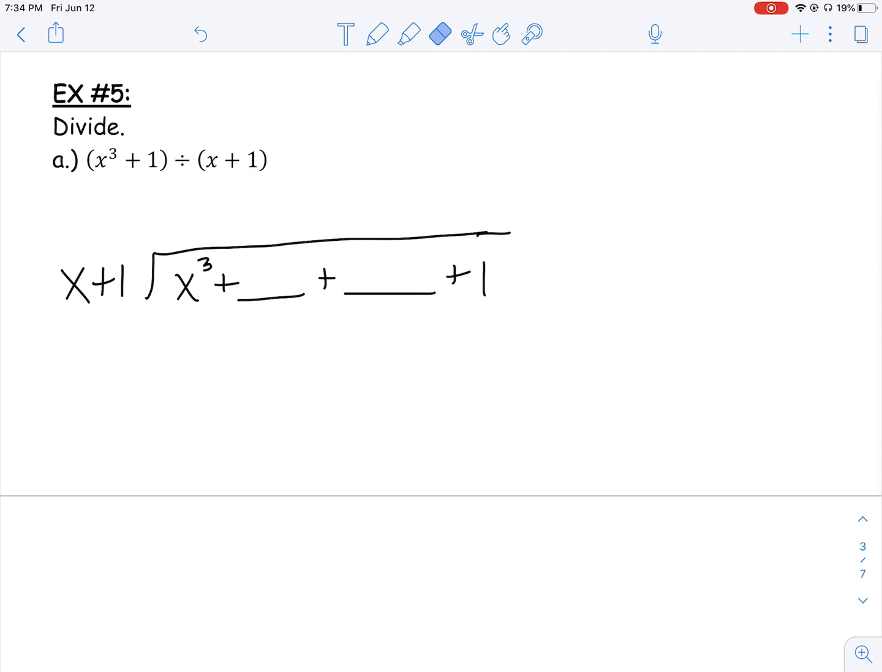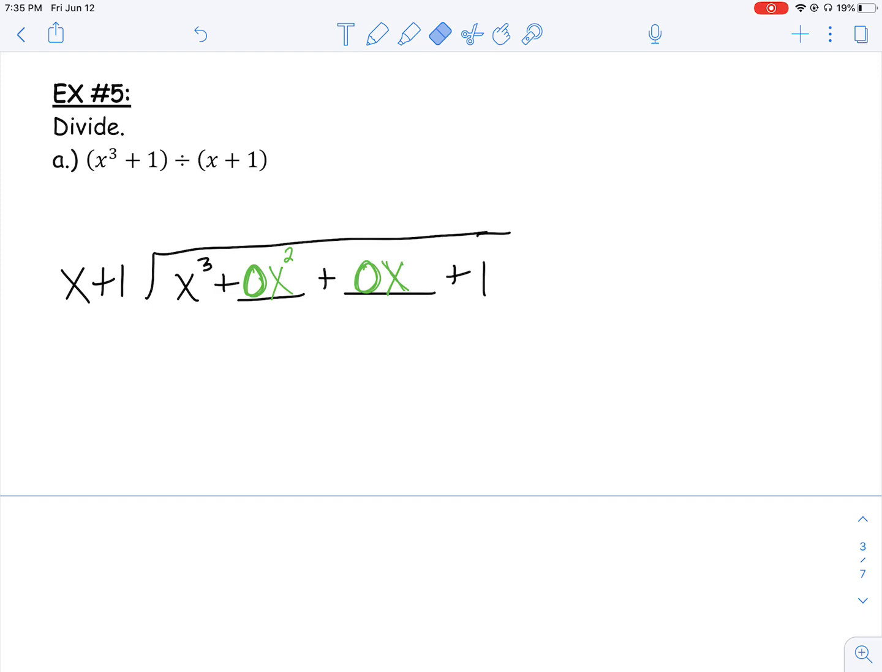But if you notice, my polynomial that I'm dividing into has some missing pieces. Do you notice that there is an x squared term missing, and there's an x term missing? So what I'm going to do is fill those in with zeros, so that I can keep my place and keep my columns organized. That's the first thing that we always want to double check, is to make sure that we have all of our terms. If we're missing any of our terms, we have to make sure that we fill them in with zeros so that I can keep their space.